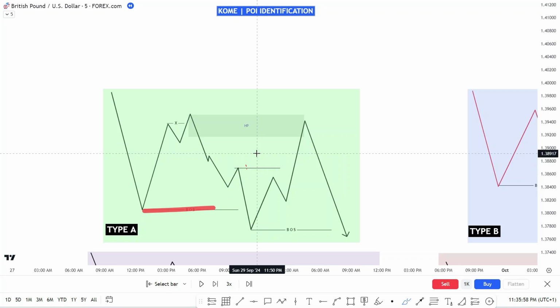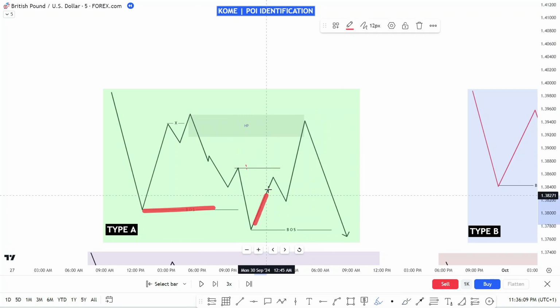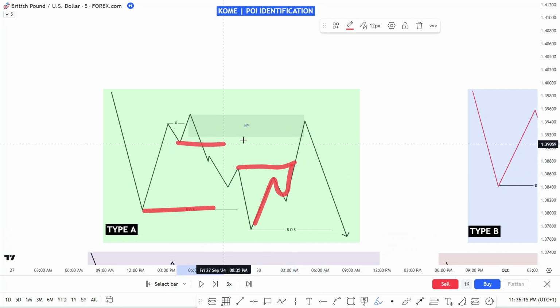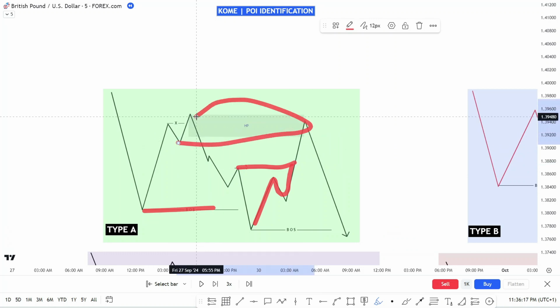All right. So where exactly is the high point of interest in this case? The high point of interest in this case is this particular one right there. So exactly once price comes, price does something like this, takes this high. We are still waiting. Remember, this becomes our high probability point of interest.